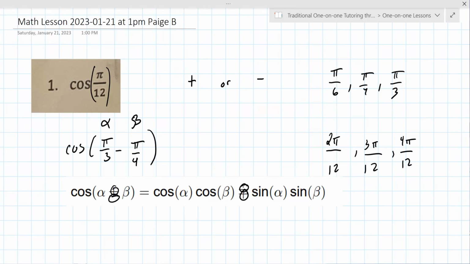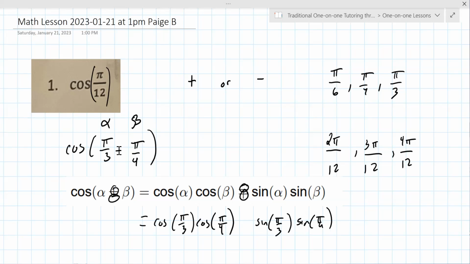Okay. So if you're trying to memorize this on your own, you've got that option to do that. I don't have a good way to remember this. Cosine is always cosine, cosine, sine, sine. And then you figure out which sign goes in the middle. So it's just a matter of plugging these into the formula: cosine pi over 4, sine pi over 3, sine pi over 4, and then getting that sign right. So when it's minus, it ends up being plus in between.